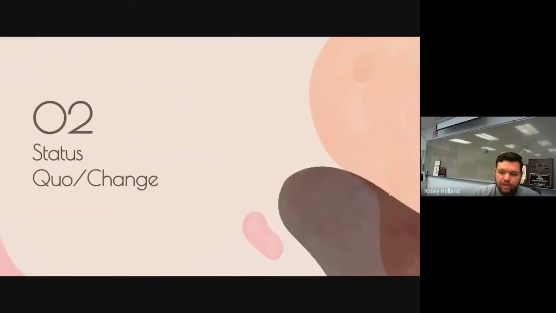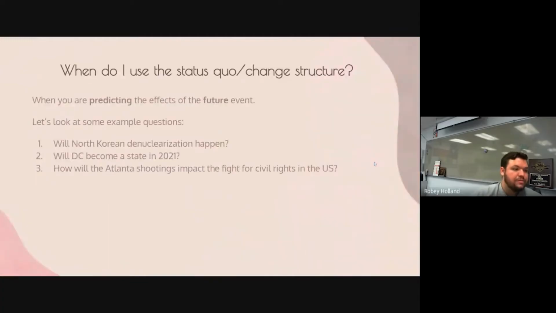Secondly, let's take a look quickly at the alternative substructural method that I teach all of my students, which is status quo and change. So when would you use the status quo change structure for Extemp speeches? Well, the answer is when you are predicting the effects of a future event, which is frequently what you get asked in extemporaneous speaking rounds, is for you to predict what's going to happen next.